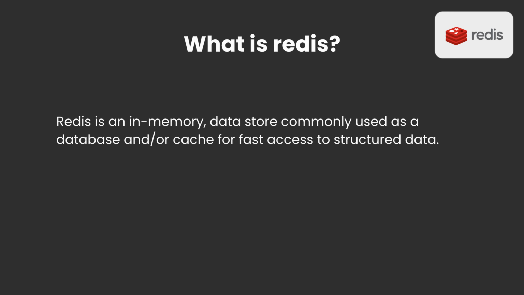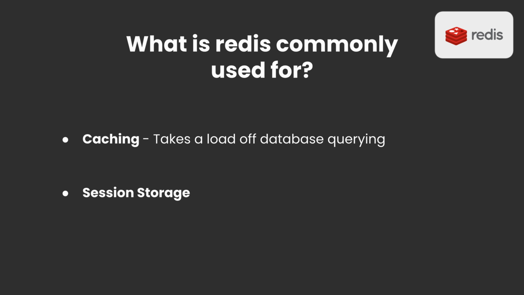What is Redis? Redis is an in-memory data store commonly used as a database or cache for fast access to structured data. Databases store data on disk, whereas Redis stores data in memory. That's all you gotta know. What is Redis commonly used for?